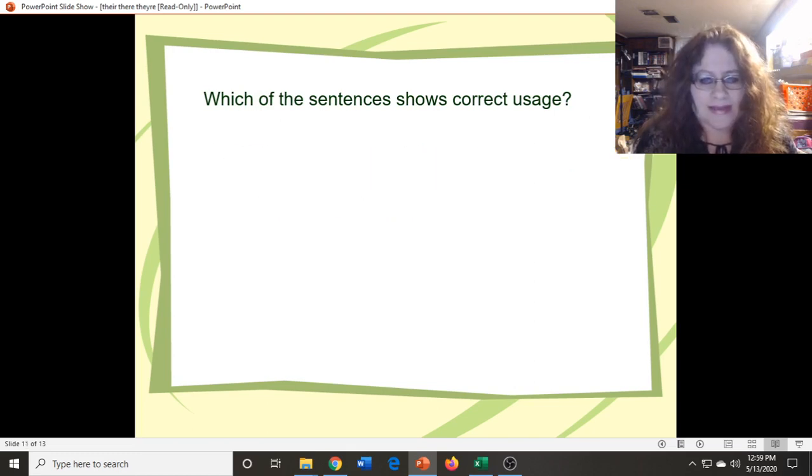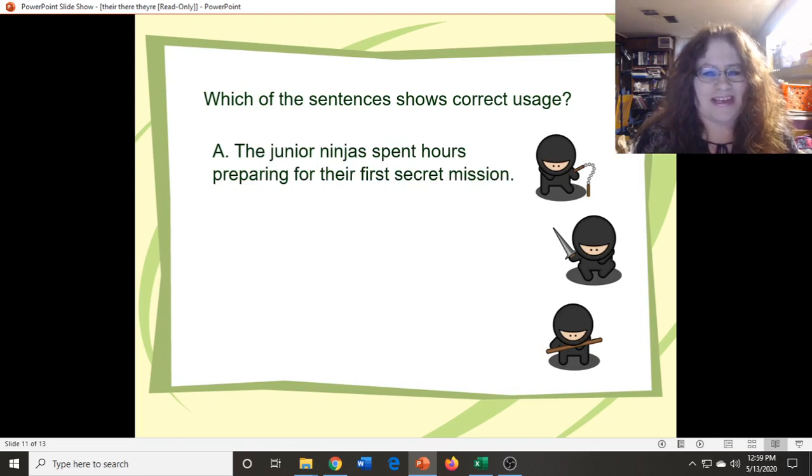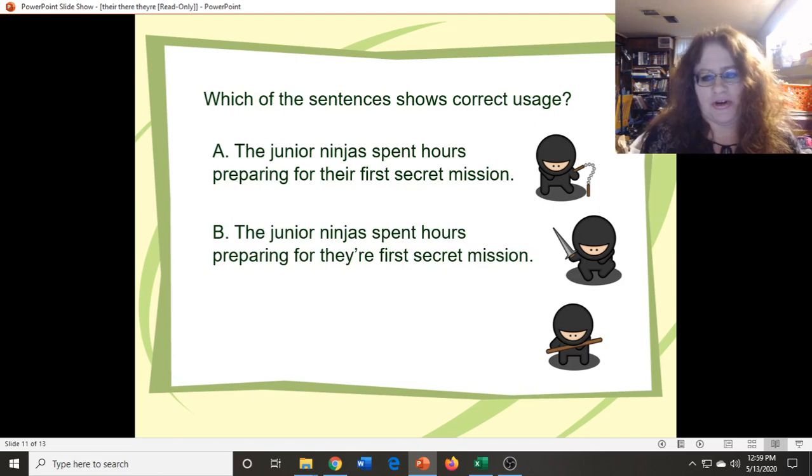Okay, this one. The junior ninjas spent hours preparing for their first secret mission. These ninjas are cute.